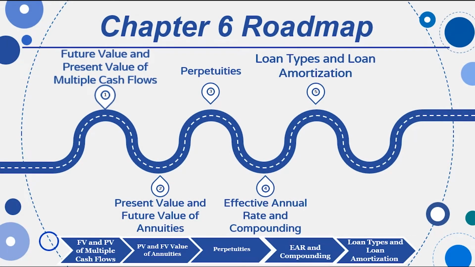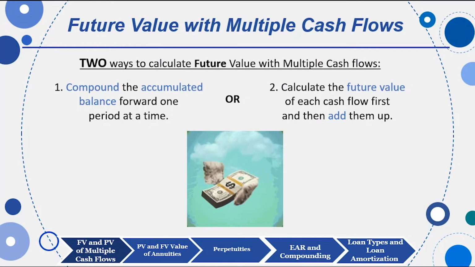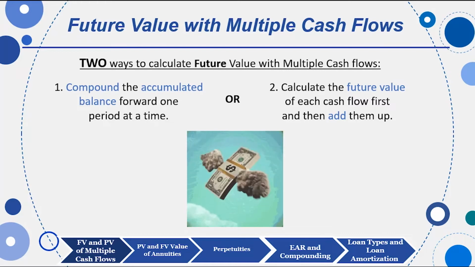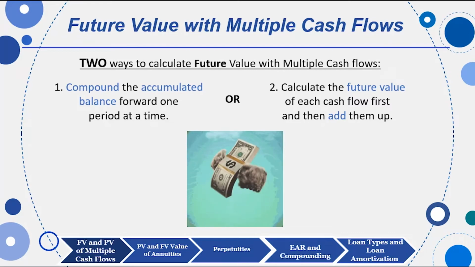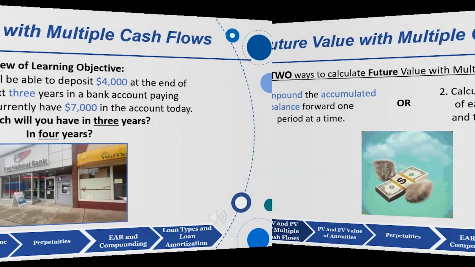First learning objective: present value and future value of multiple cash flows. And these will be different cash flows, not the same cash flow, so not an annuity. So we're back almost at chapter 5, looking at different individual cash flows. There are 2 ways to calculate future value with multiple cash flows: compound the accumulated balance forward one period at a time, or calculate the future value of each cash flow and add them up. And I think I like method number 2 best.